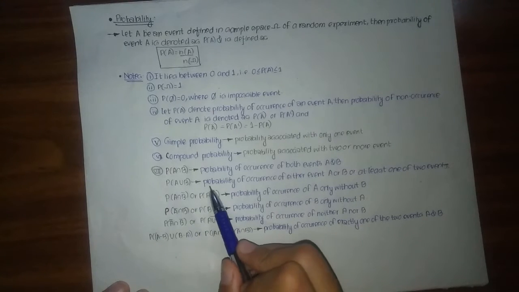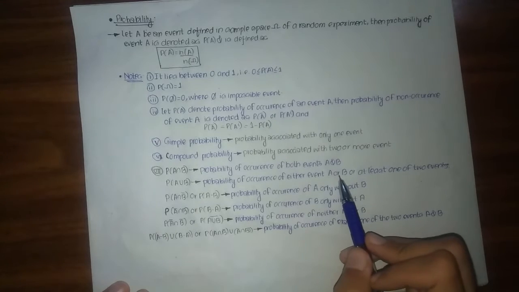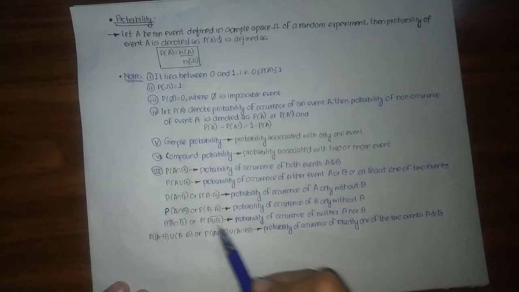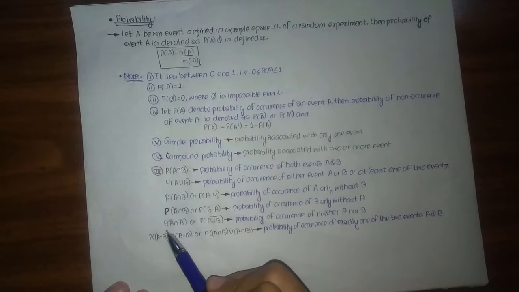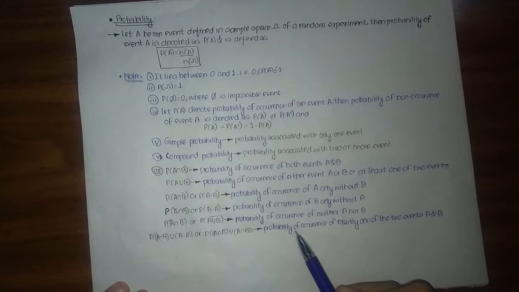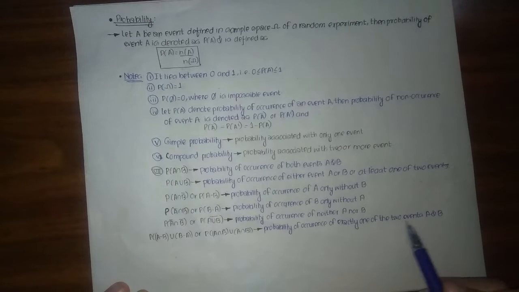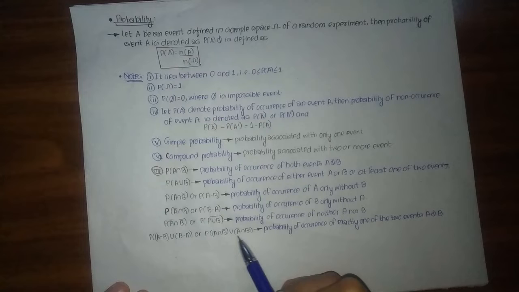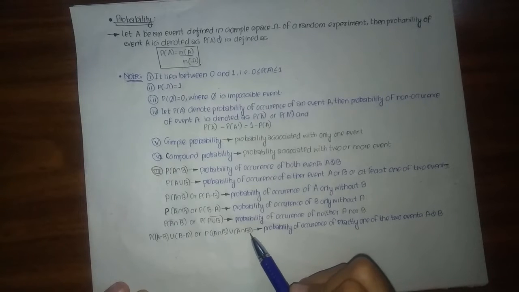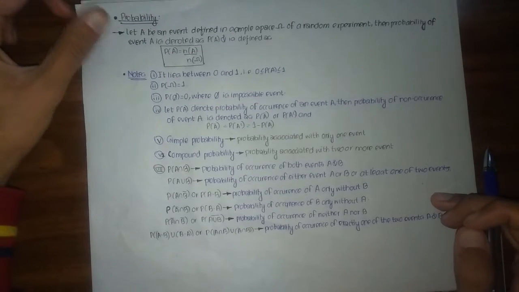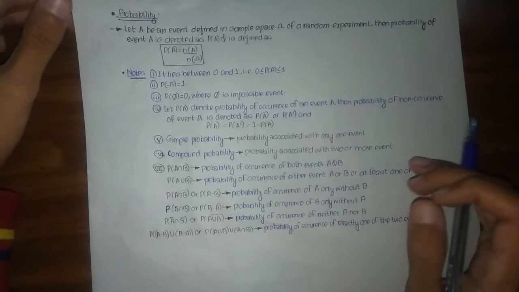As you can see here, the probability of occurrence of either event A or B is denoted by P(A ∪ B). Then its complement gives the probability of occurrence of neither A nor B, or it is also denoted as P(Ā ∪ B̄). Next we have the probability of occurrence of exactly one of the two events A and B. It is denoted by P((A − B) ∪ (B − A)), or P((A ∪ B̄) ∪ (Ā ∪ B)). So this is our denotation portion of various probabilities.